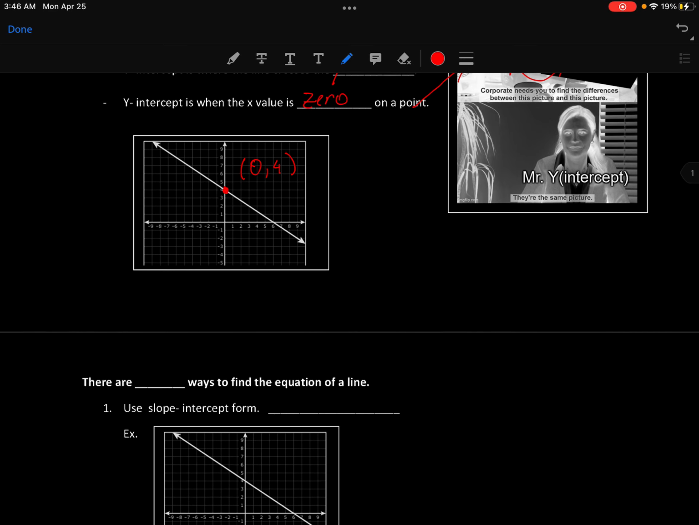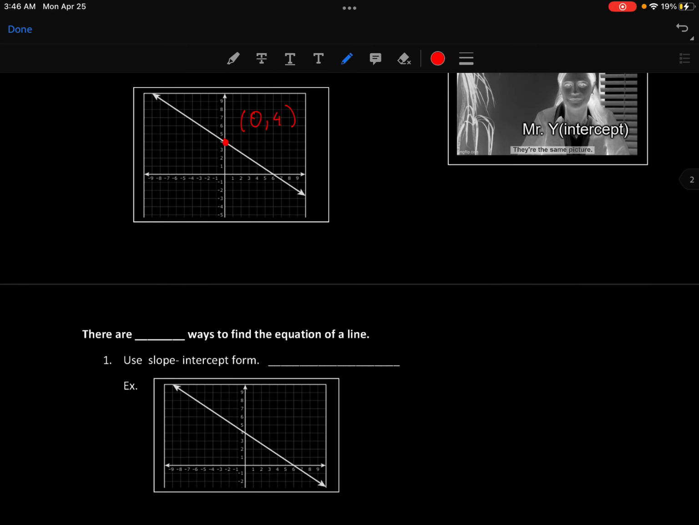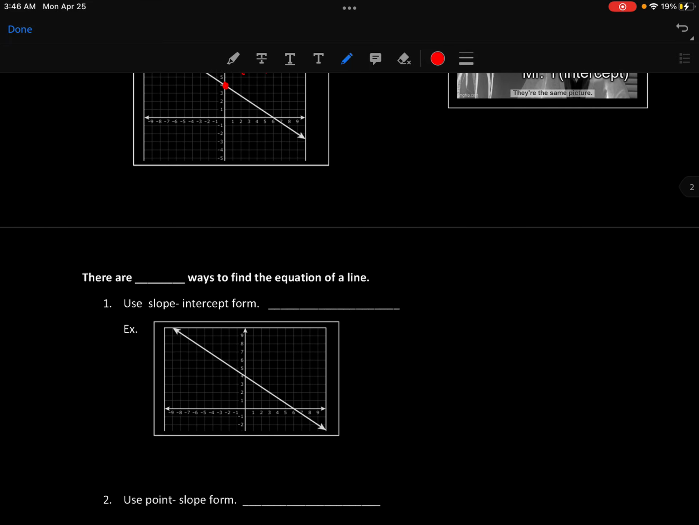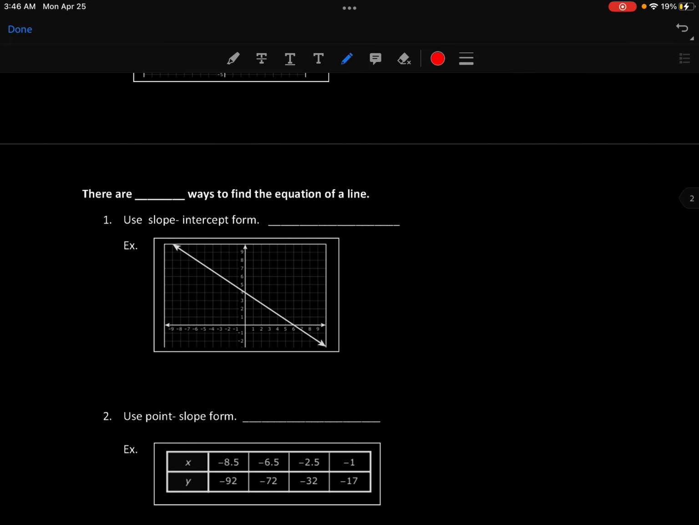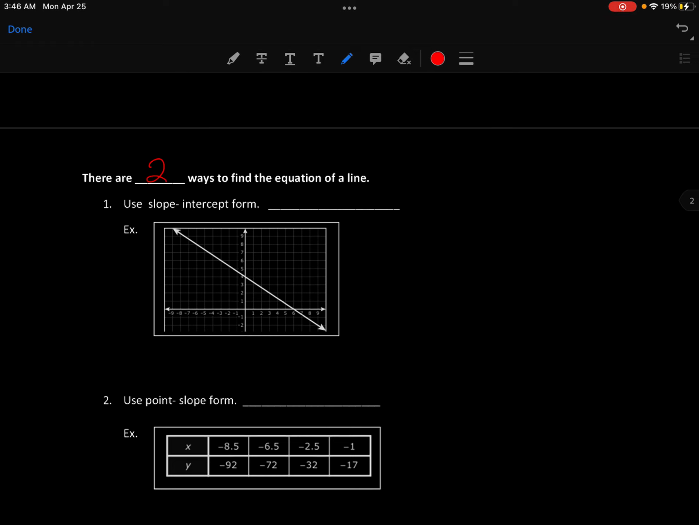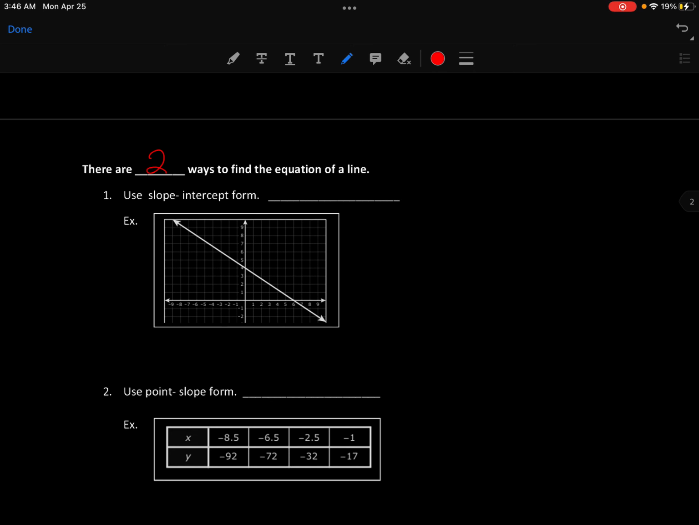Now, this lesson is how to write linear equations. Now, we're getting to that part. There are two ways to find the equation of a line or to write it. Number one, use the slope-intercept form. The slope-intercept form looks like y is equal to mx plus b. Now, what are the two things you need for the slope-intercept form? It is just the slope and the y-intercept.